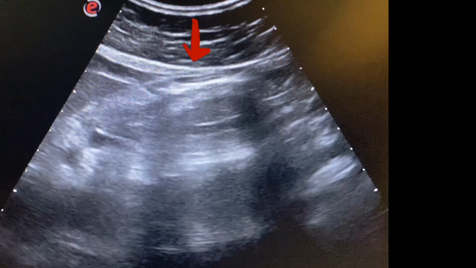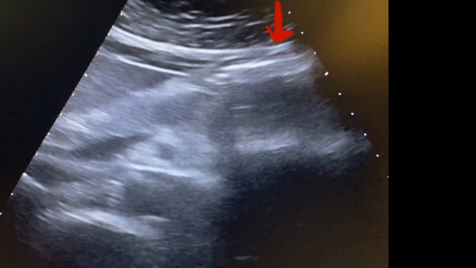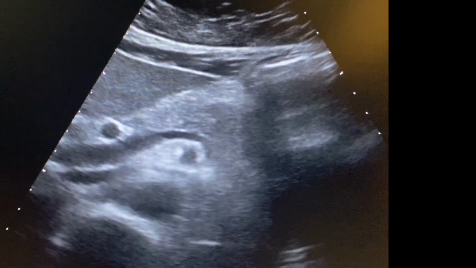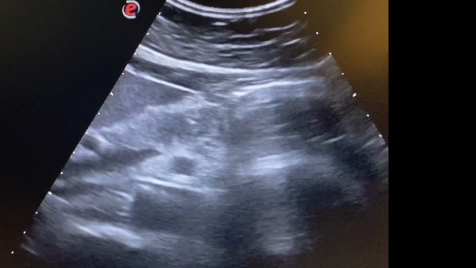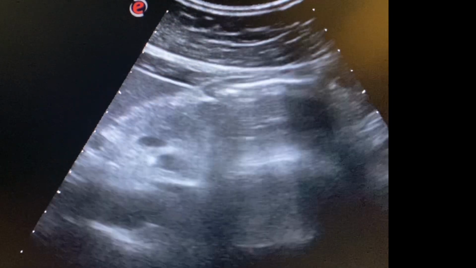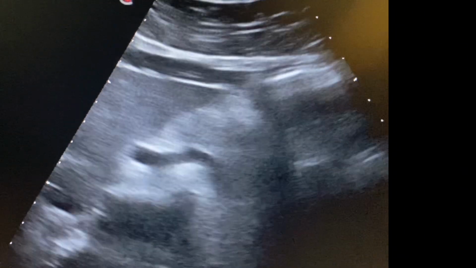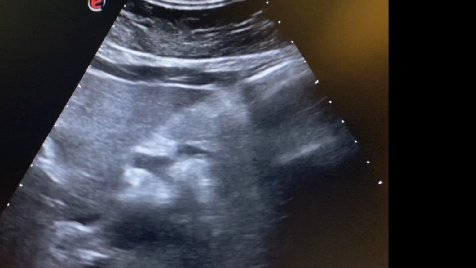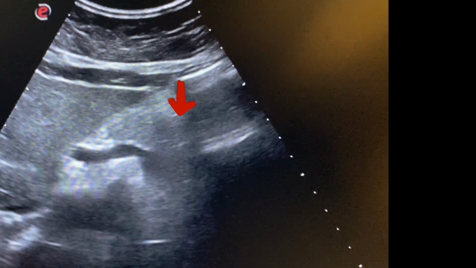Here we see the duodenum, which lies over the tail of the pancreas. Now we will give subcompression effect and the gas will subside, and then we will see the tail of the pancreas. Now we will see the tail of pancreas. Here we see the tail of pancreas, which is not clearly visualized.